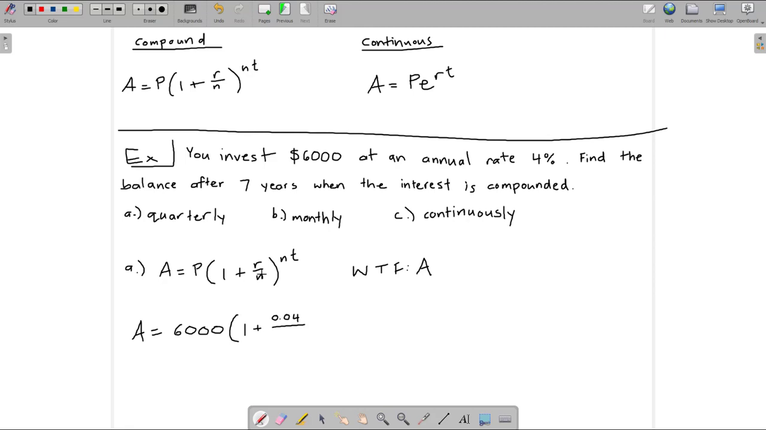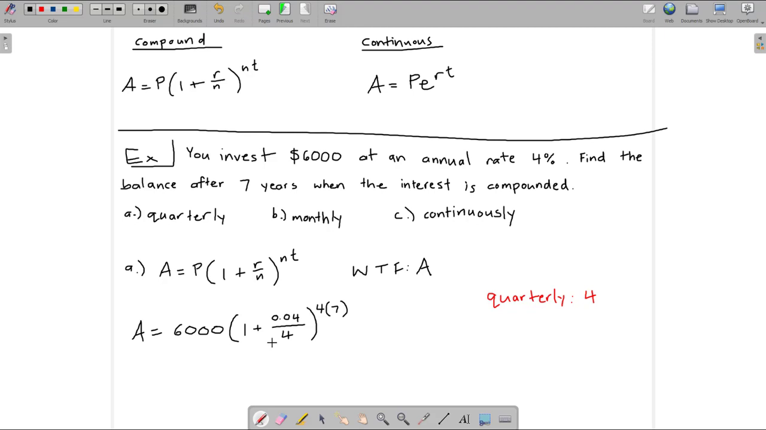divided by N. Now, N, we need to figure out what it is. Because we are doing quarterly, you need to ask yourself, how many quarters are there in a year? Well, there's 4, right? So our number N is going to be 4 here. And then we're plugging in 4 again for this N here. And then T is the time in years, so that's going to be 7 years. Okay, so this is what we're trying to figure out here.